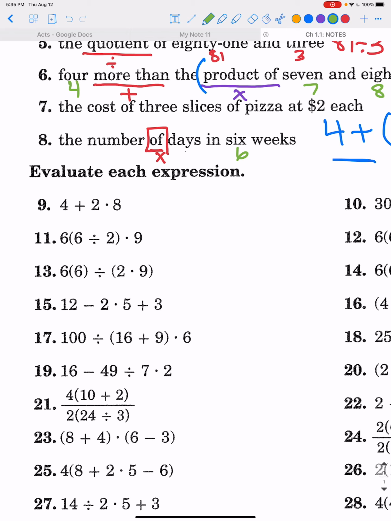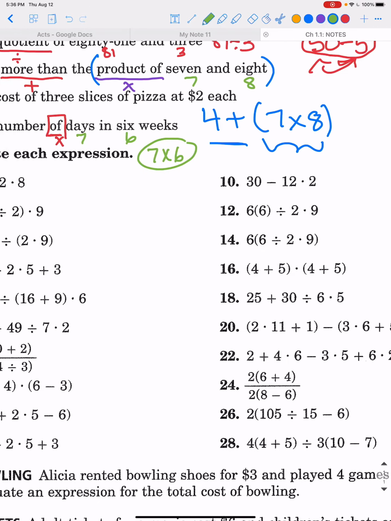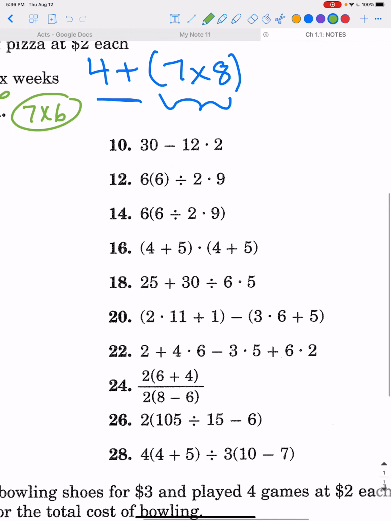Ask yourself, what is the number of days in a week? Well, the number of days in 1 week is 7, so that means the number of days in 6 weeks would be written 7 times 6, and that's the expression there. All right, for the bottom half of the homework, I want to just do a couple of these, just kind of pick and choose a few, so let's go here.